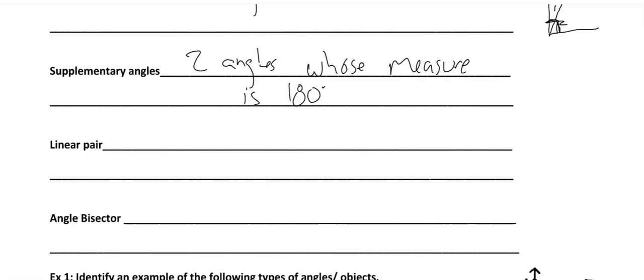180 degrees. Okay, I'll show you an example. This was 120 degrees, and floating over here was another one that was 60 degrees. That would be an example of supplementary angles. A lot of people forget which one is supplementary and which one's complementary, 90 versus 180.